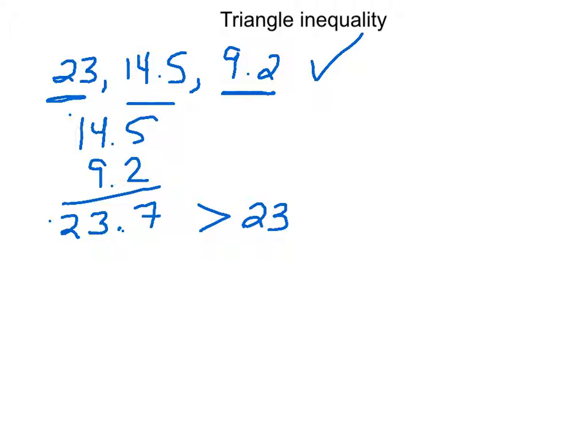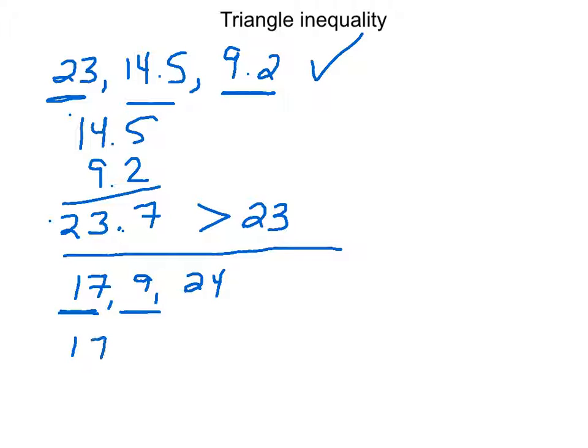Let's try another case. Let's say that we have the sides 17 feet, 9 feet, and 24 feet. Again, we don't have to worry about the 24 because that plus either of the other sides will be bigger than either of those other sides. So we find the two smaller sides. What is 17 plus 9? That's going to equal 26. 26 is bigger than 24, so those are valid sides for a triangle.